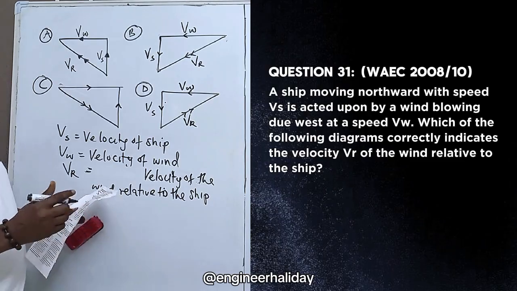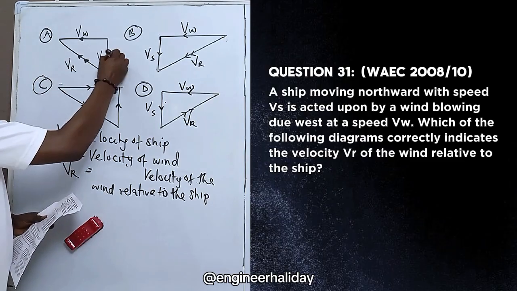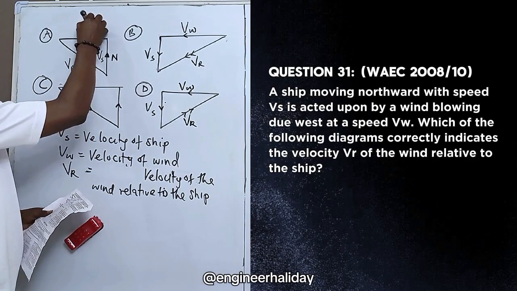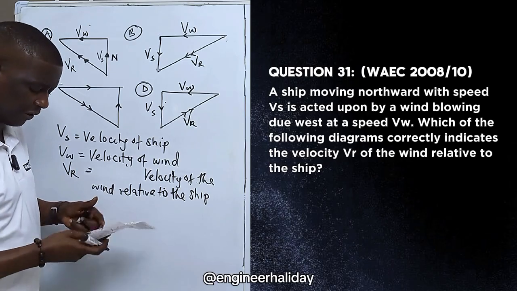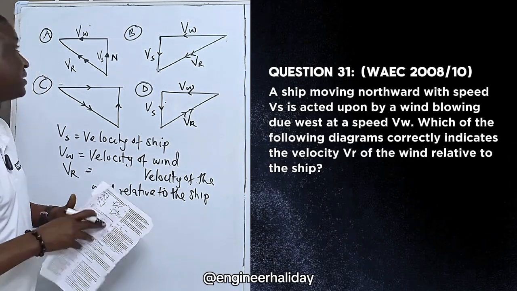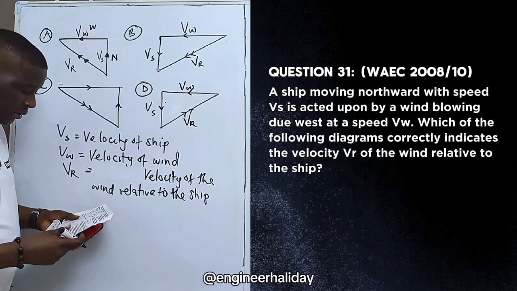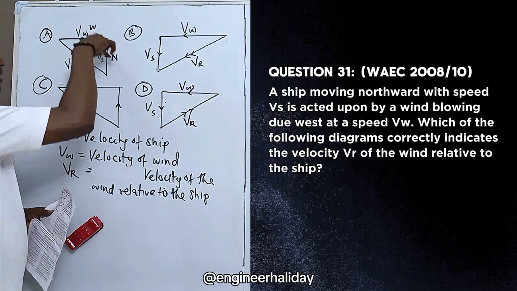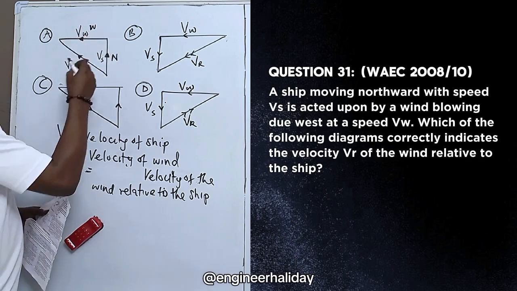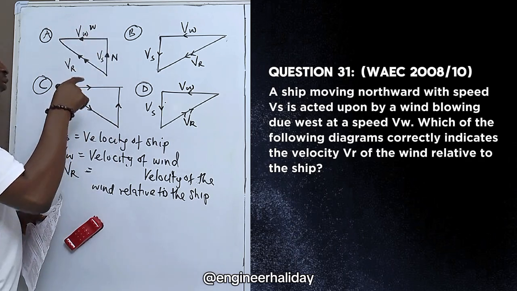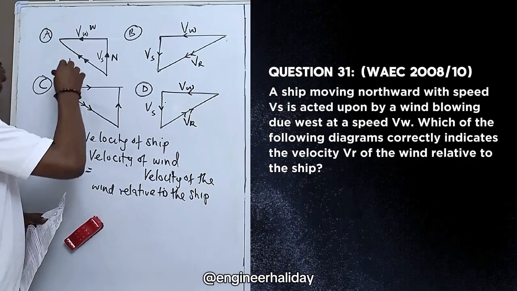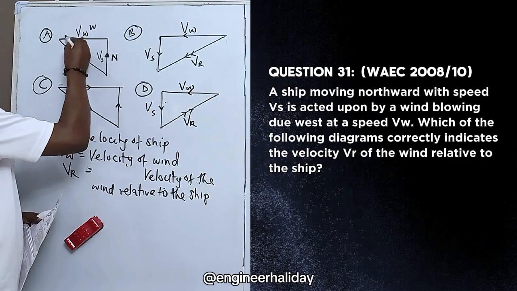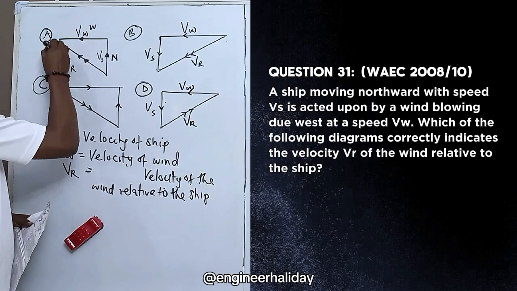Now, what I want to do is just check this one. Is it moving north? Yes. This one, is it moving west? Because the second one says the velocity of the wind blowing due west. Is it moving west? Yes. Then the two of them are moving in the same direction. So the velocity of the wind relative to the ship, which is Vr, must be going against the two velocities. So this one is correct.